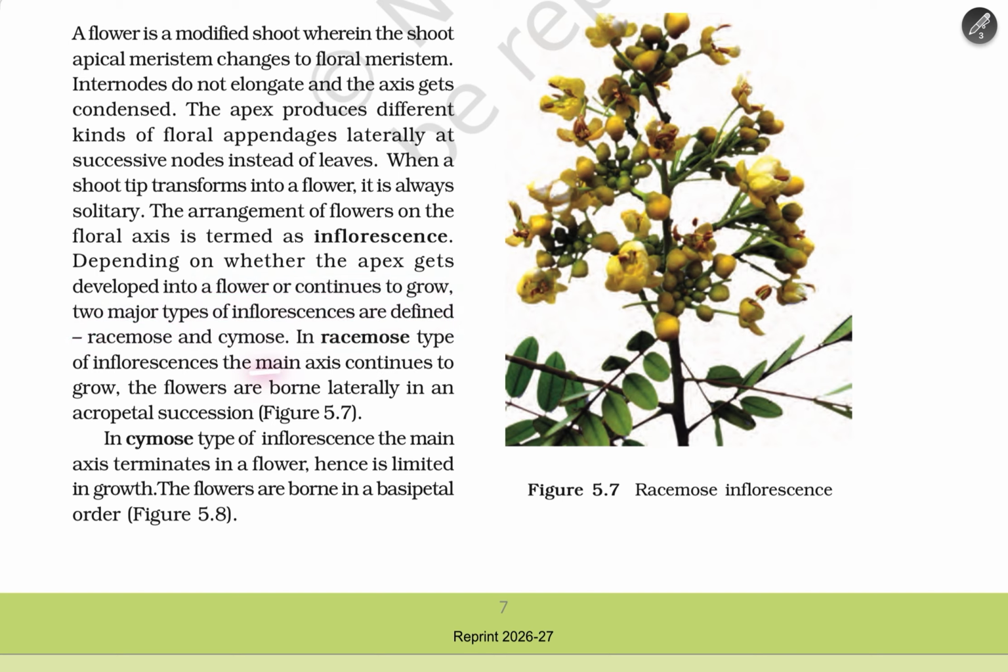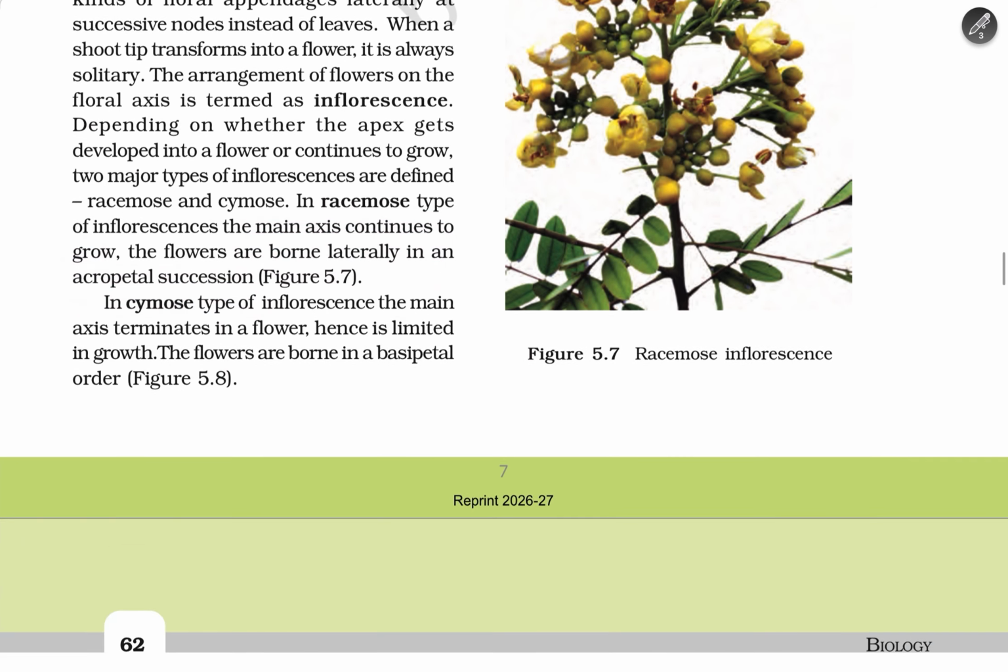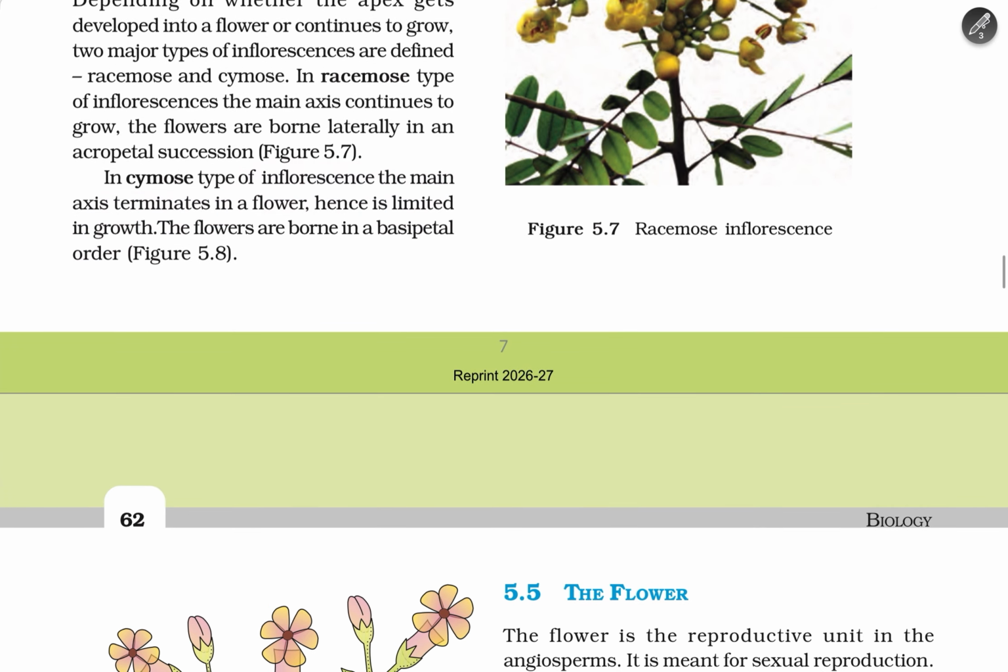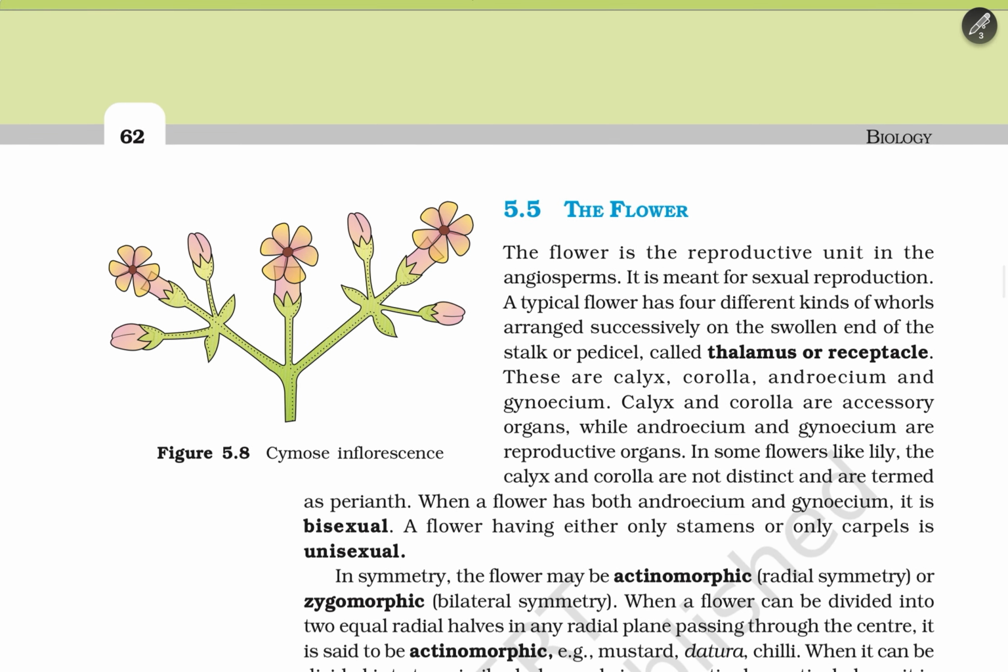In the racemose type of inflorescence, the main axis continues to grow and the flowers are borne laterally in an acropetal succession. In the cymose type of inflorescence, the main axis terminates in a flower, hence it is limited in growth. The flowers are borne in a basipetal order. The flower is the reproductive unit in angiosperms. It is meant for sexual reproduction.